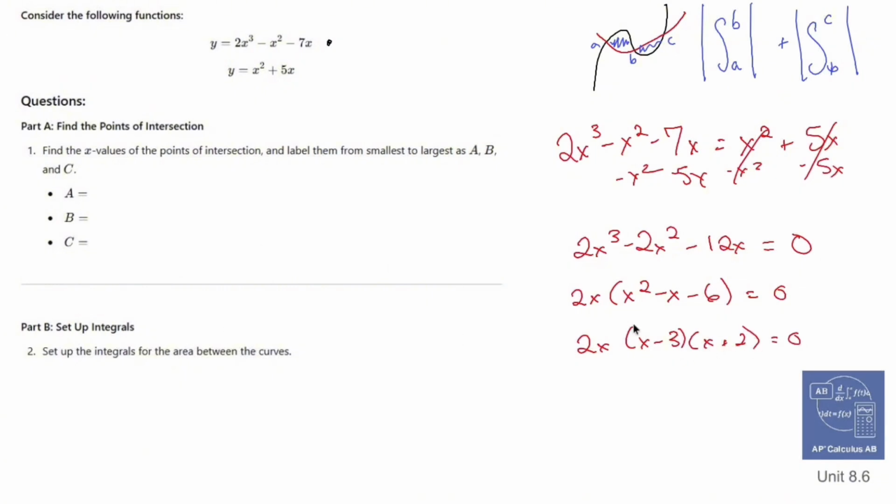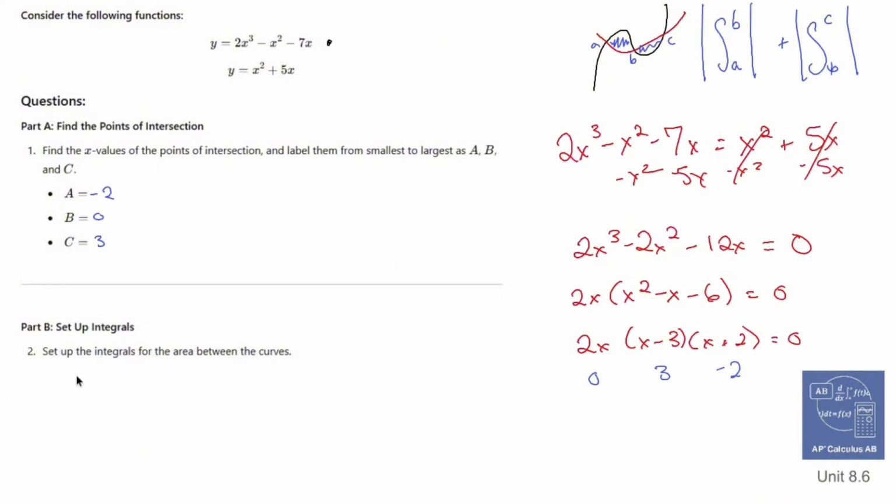So using the zero product property, our magic numbers are going to be: 2x equals 0 gives us a 0, x minus 3 equals 0 gives us a positive 3, and x plus 2 equals 0 gives us a negative 2. So from least to greatest, we've got negative 2, 0, and 3. Set up the integrals for the area between the curves.